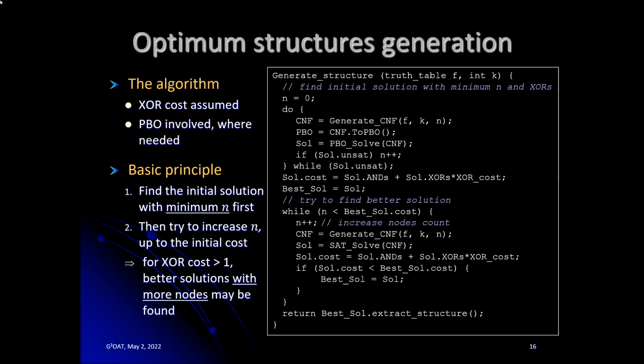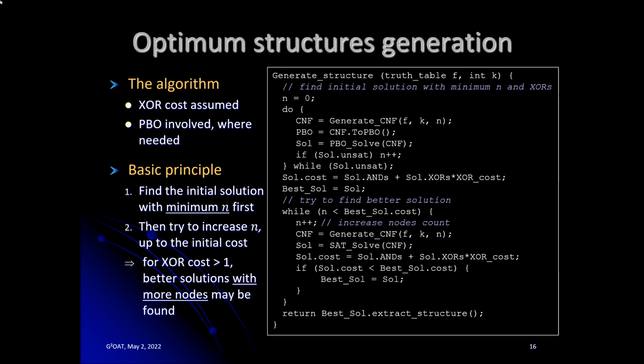Now, let's imagine the cost of the XOR gate is, say, higher than that of the AND gate. And we have different costs. The optimum in terms of the number of gates needs not be the optimum in terms of the size, because the XOR gate is bigger. So how to solve it?